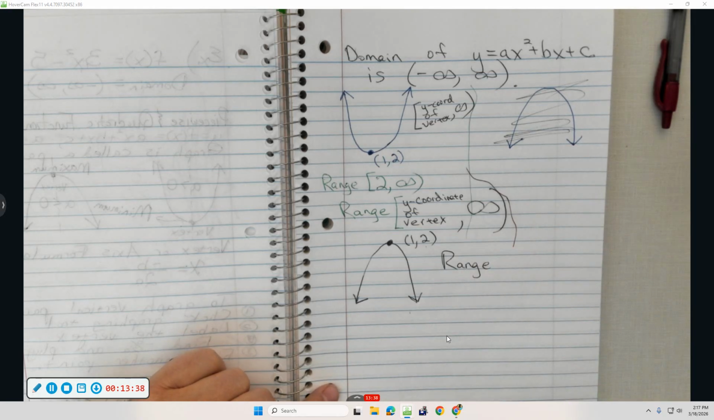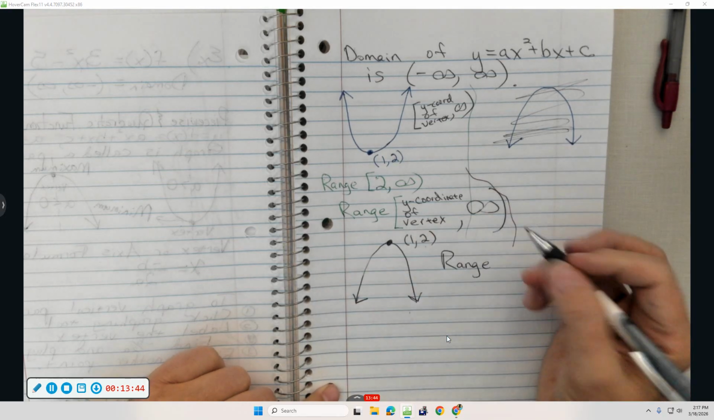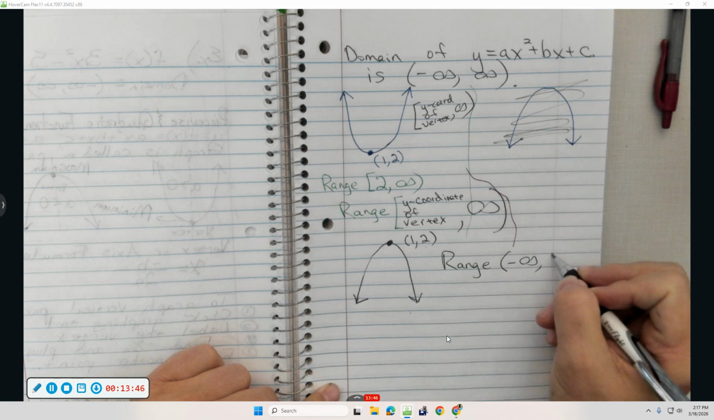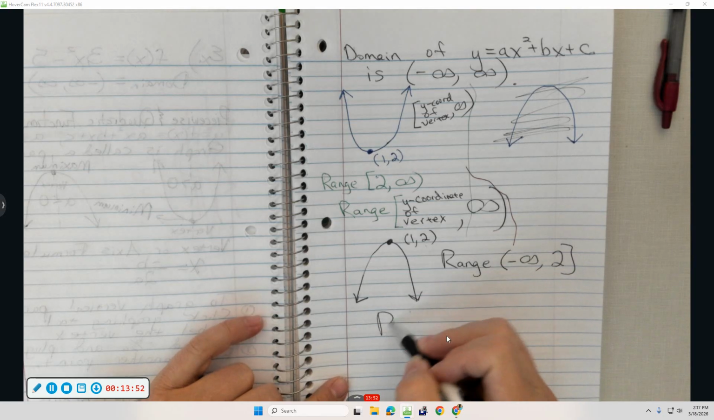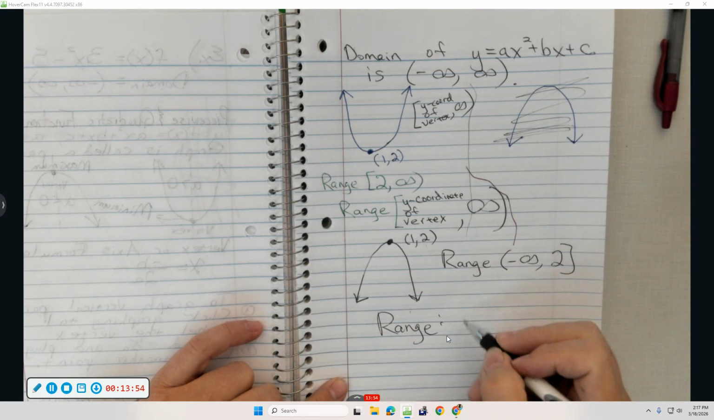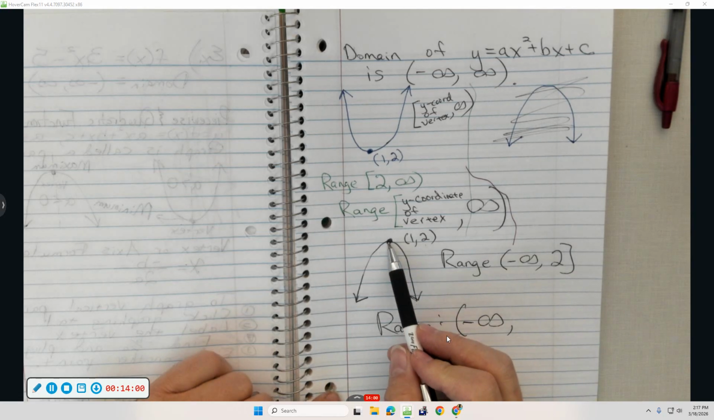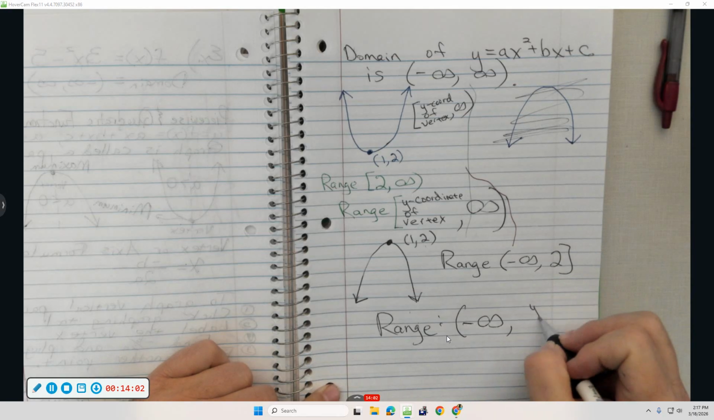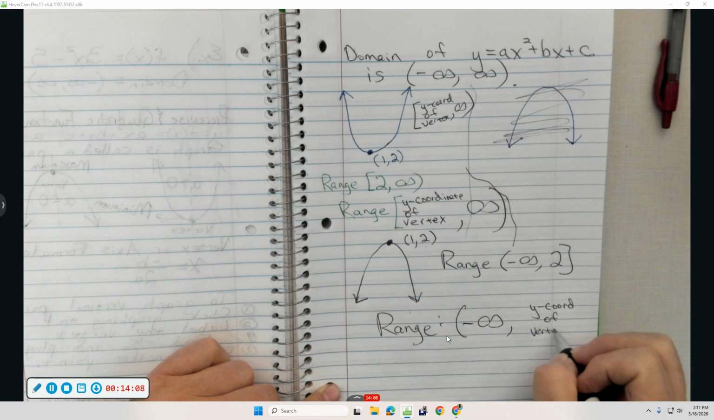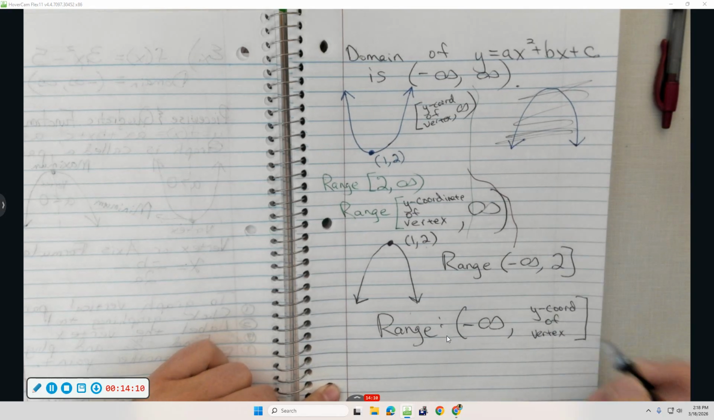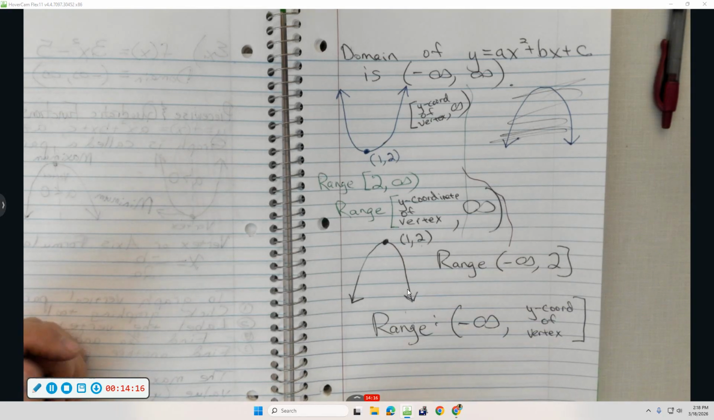Remember, interval notation has to go small to big. So it's negative infinity up to 2. Parentheses, negative infinity up to 2. So when a parabola is opening downward, you expect the range to be in the form negative infinity, comma, whatever that y-coordinate is, the y-coordinate of the vertex. And at the y-coordinate we use a bracket because that number is being used. It's being used right there at the vertex.